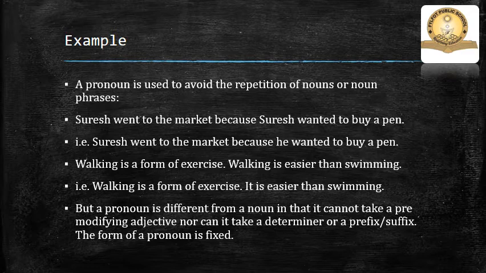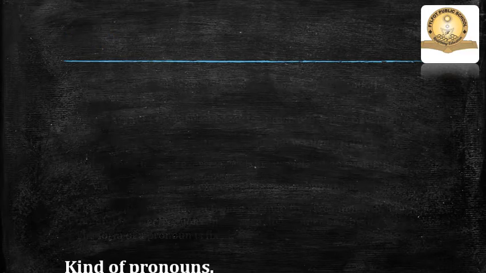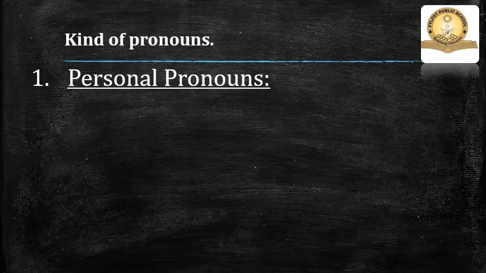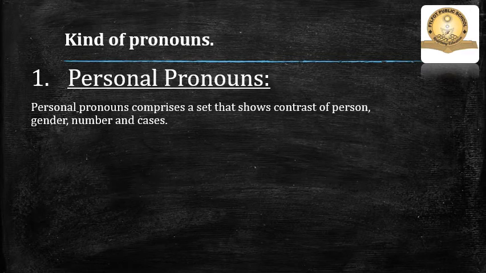Now we'll come to our another topic, which is kinds of pronouns. So there are different kinds of pronouns, somewhere around 8 or 9, and we are going to study them stepwise. So your first is your personal pronouns. So what are the personal pronouns? Personal pronouns comprise a set that shows contrast of person, gender, number, and cases. It shows a difference between person, gender. It shows different kinds of relationships.